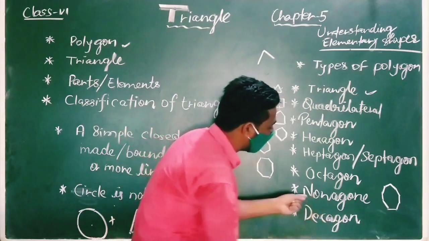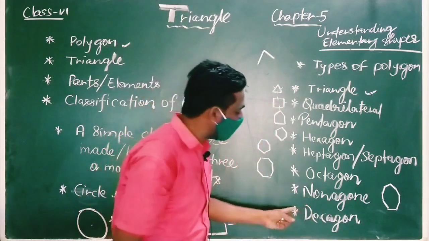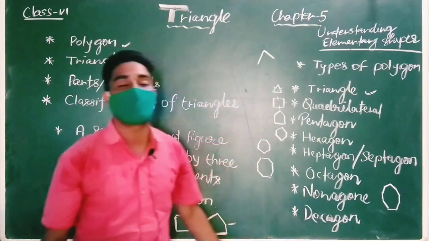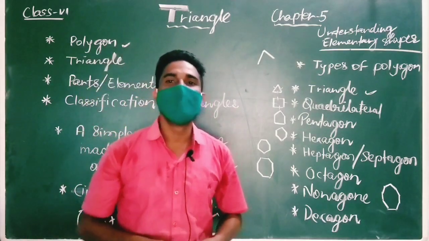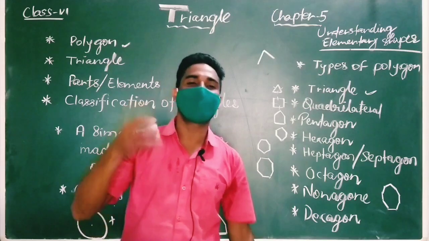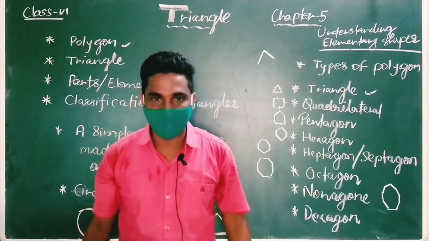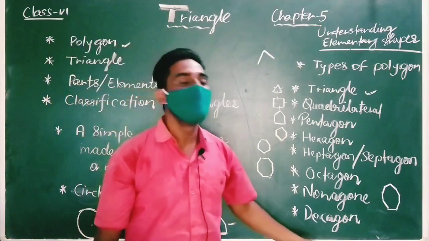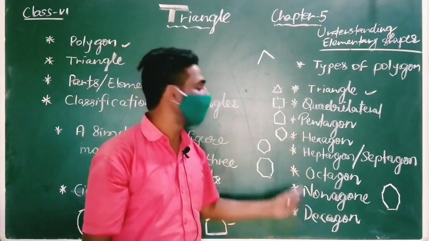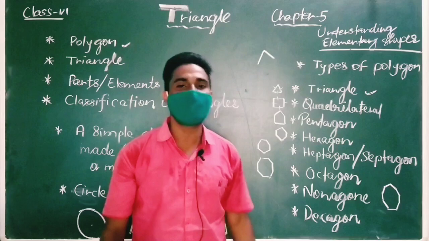Thereafter by using 9 sides, that is nonagon, and by 10 sides, that is decagon. So till 10 sides only the polygons are named. For 11, 12, 13, 14 till 100 sides, we can write the polygon as n sides, but these are very popular and famous. Till class 10th you will be discussing these only. So till 10 it is quite enough for you.